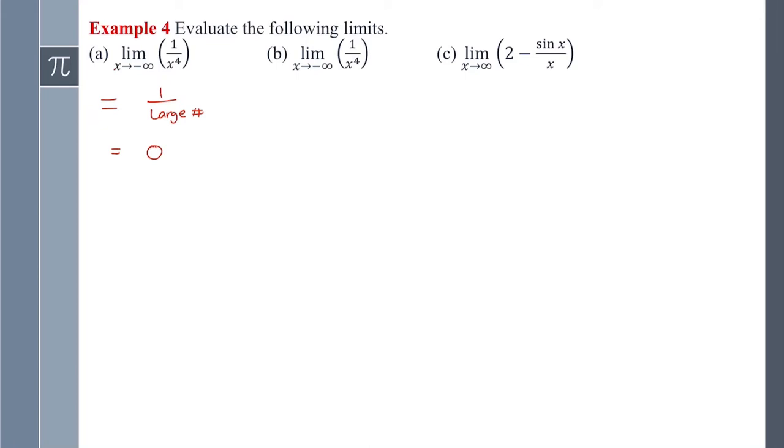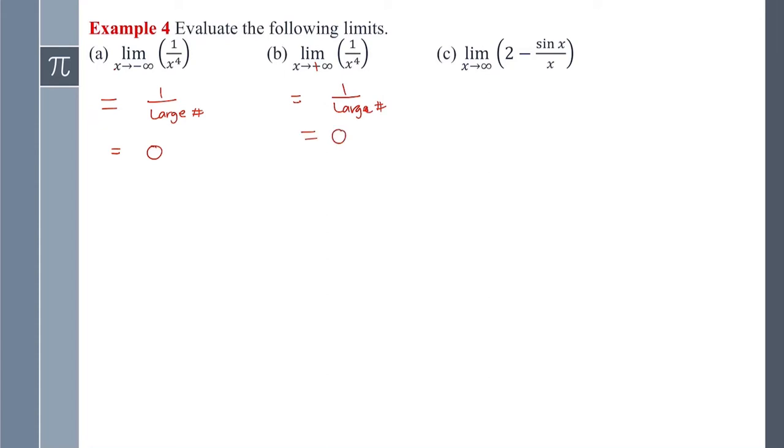Similarly, this should be positive infinity here. If x is approaching positive infinity, with this same analysis, we get 1 divided by a very large number, which approaches 0. So this limit is also 0.